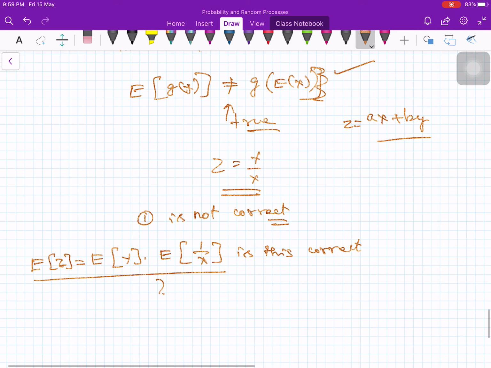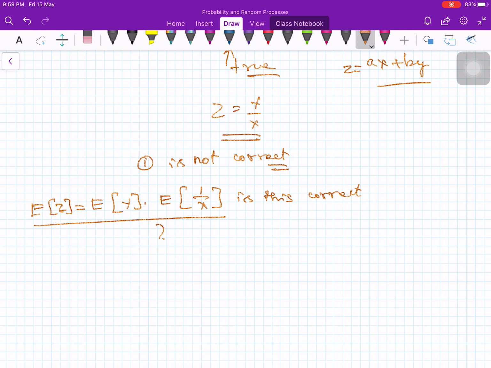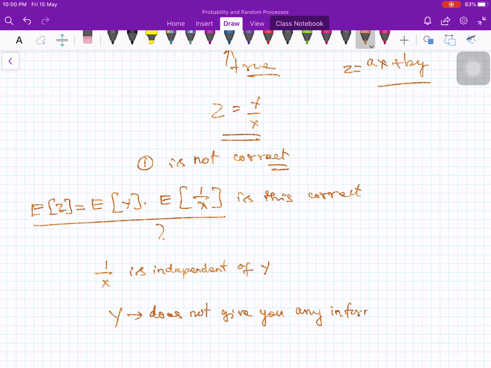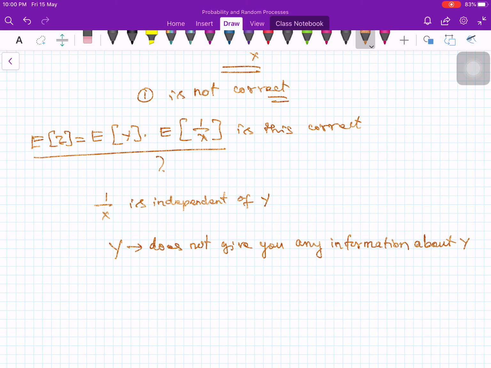Is this correct? Well, we assume that x and y are independent by assumption. So therefore 1 by x is independent of y. Why is this statement true? Independence means that one random variable does not convey any information about the other. So the random variable y does not give you any information about x. That is the meaning of independent random variables.